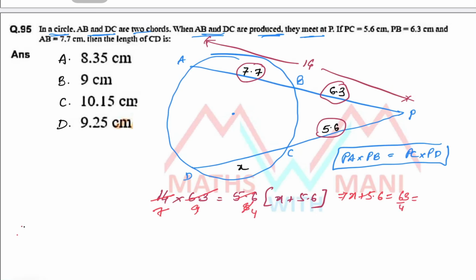63 by 4 means how much? 15.75. Yes? So what is the value of X? 15.75 minus 5.6, that is 10.15 centimeters. That is option C. So if you remember this formula directly, you can easily solve it. That's it. Simple calculation. Okay.